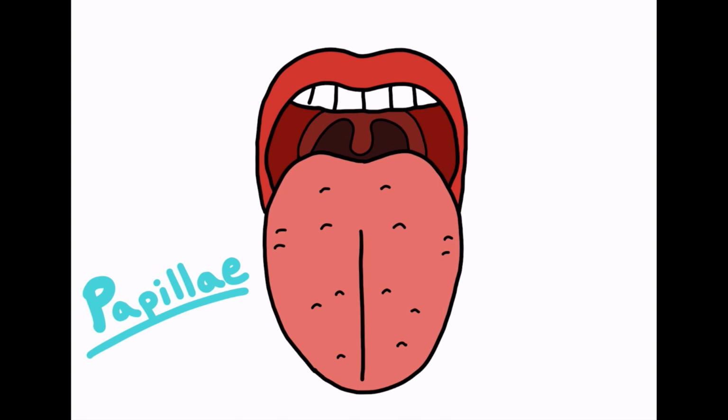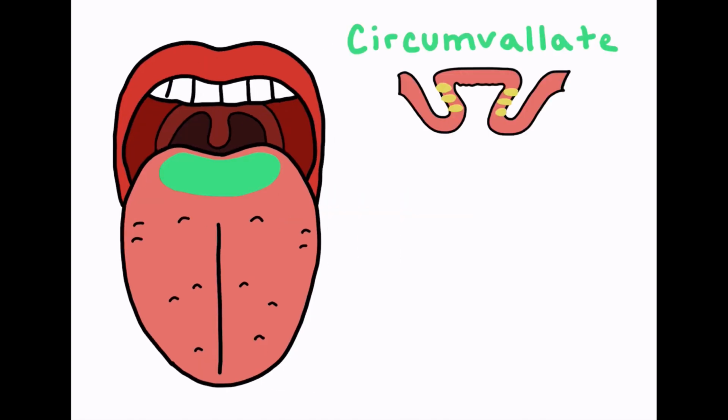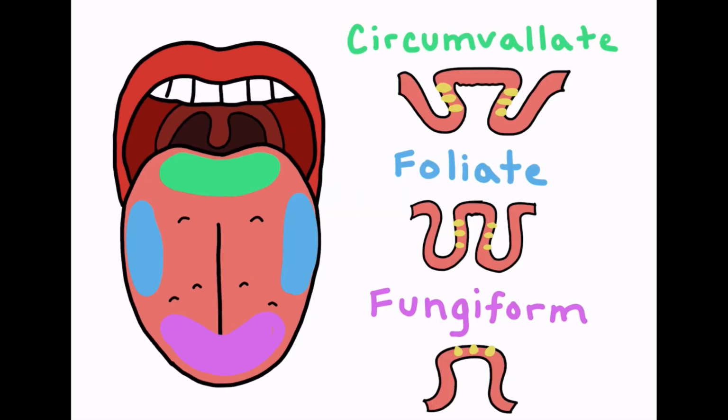Each human tongue contains hundreds of small bumps called papillae. The tongue contains 3 different types of papillae that reside in different regions of the tongue as shown. First, circumvallate papillae are located in the back of the tongue, foliate papillae are located on the sides, and fungiform papillae are located on the tip and the middle of the tongue.